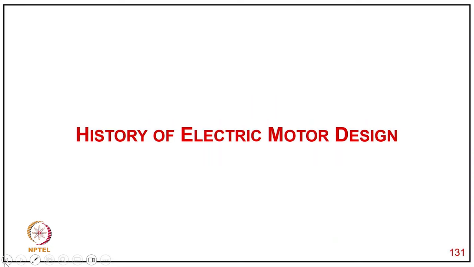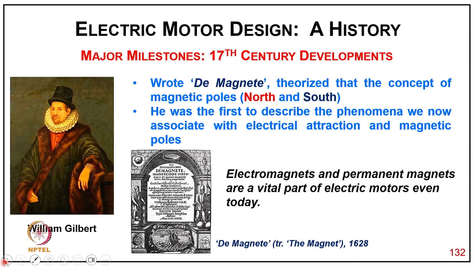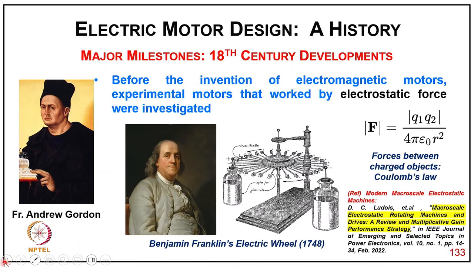Now coming to the history of electric motor design, a major milestone is the 17th century development. William Gilbert wrote De Magnete, theorizing the concept of magnetic poles, North and South Pole. He was the first to describe the phenomena we now associate with electrical attraction and magnetic poles. Electromagnets and permanent magnets are vital parts of electrical motors even today.